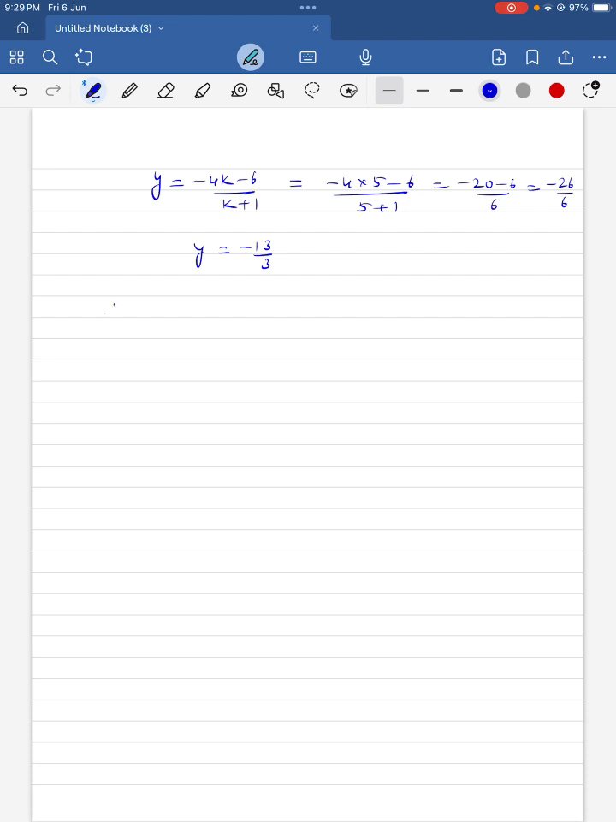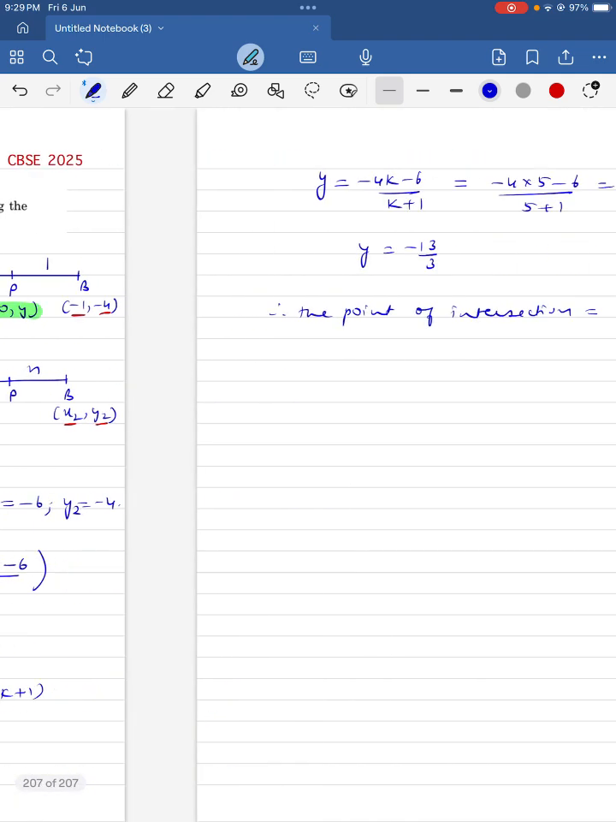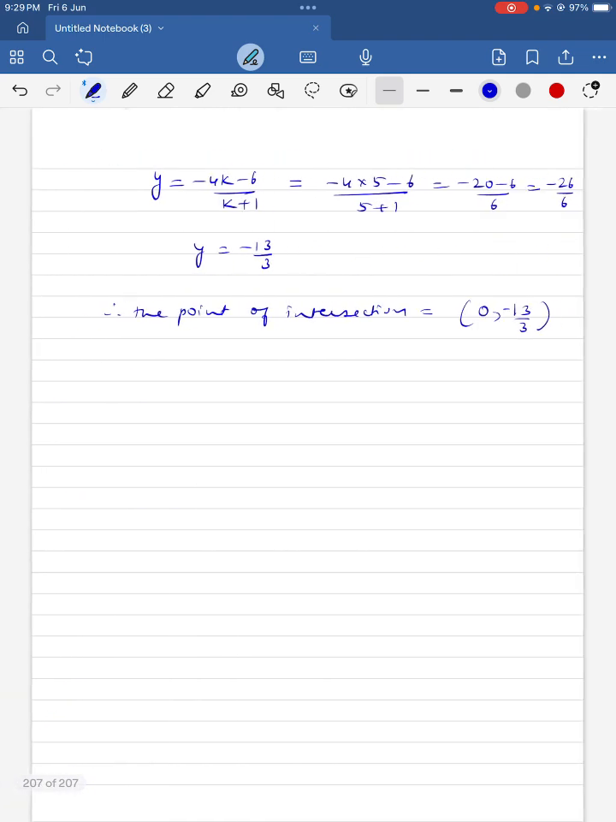Okay, so therefore the point of intersection is equal to (0, -13/3). Why is it so? Because we know that the point of intersection is (0, y). And in this case, we found out the value of y is -13/3. Hence, the point of intersection is (0, -13/3). And the ratio is, as we have found earlier, 5:1.